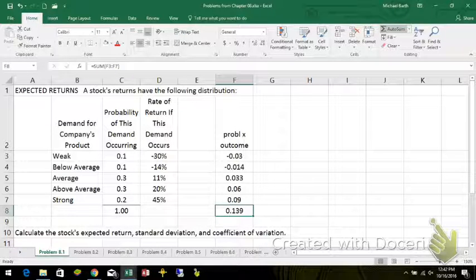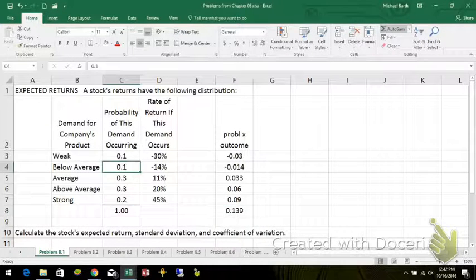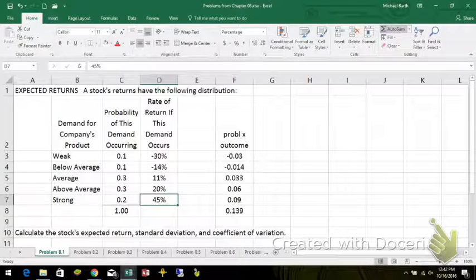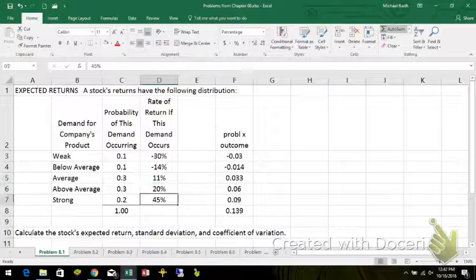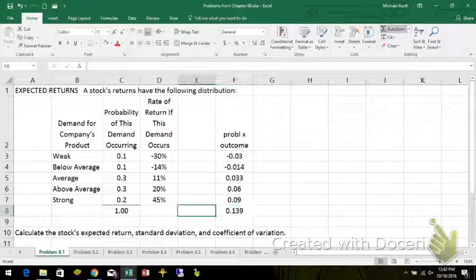Now, if the probability of each of these occurring was exactly the same, they're equally likely, I would have just taken the average of these numbers. But note that there's only a 20% chance that it'll be either weak or below average. The highest probability is it'll be average or above average.